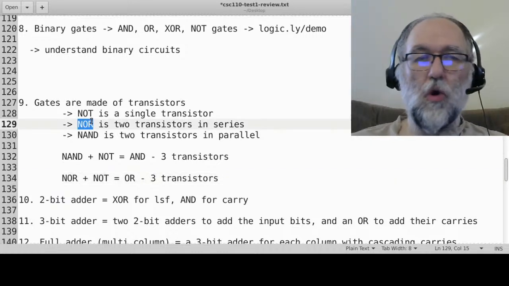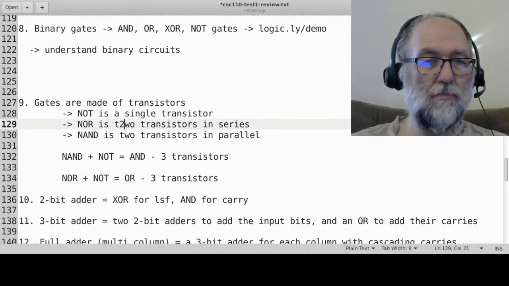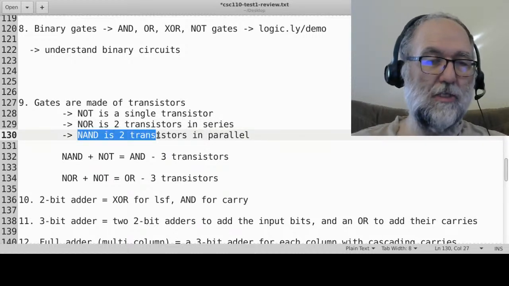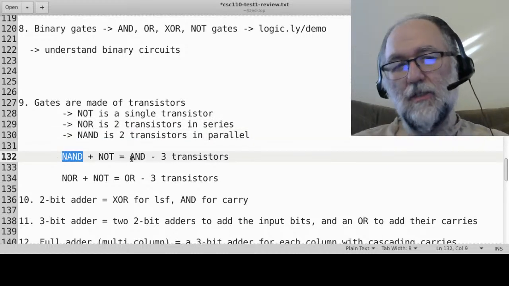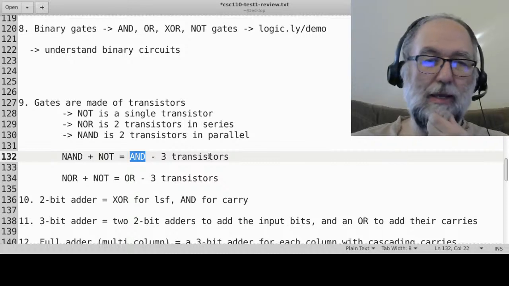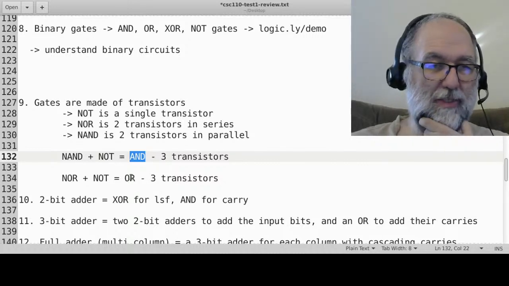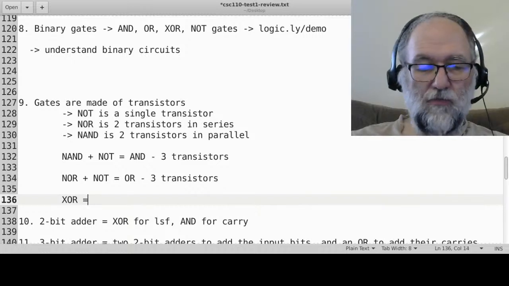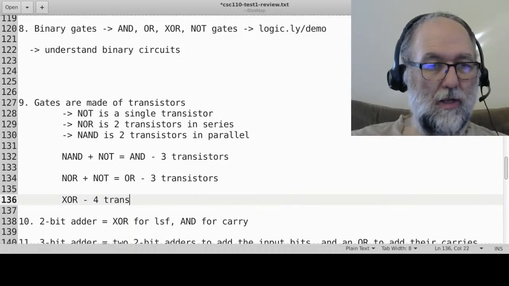A NOR gate by itself is 2 transistors. Here, I'll write in the number 2. And a NAND gate by itself is 2 transistors, but to convert it from the NAND to the AND, you need a third transistor. And so that's why AND is 3 transistors and OR is 3 transistors. By the way, just to complete that, exclusive OR needs 4 transistors.